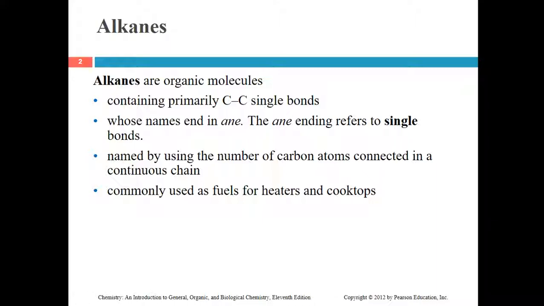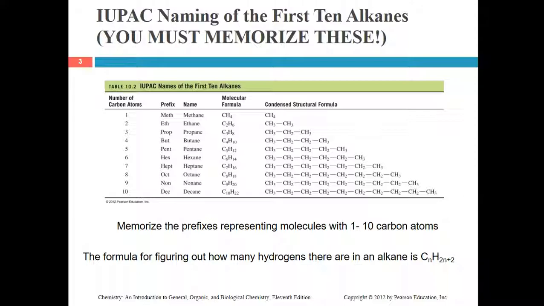And then we're going to be more specific, and we name them by using the number of carbon atoms connected in the longest continuous chain. Commonly used as fuels, whether it's for heaters or cooktops or your gasoline, whatever. Now, here's the first 10 prefixes for our alkanes.